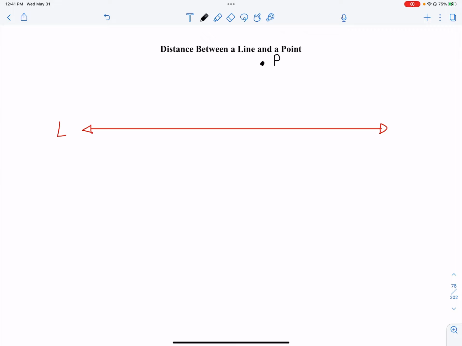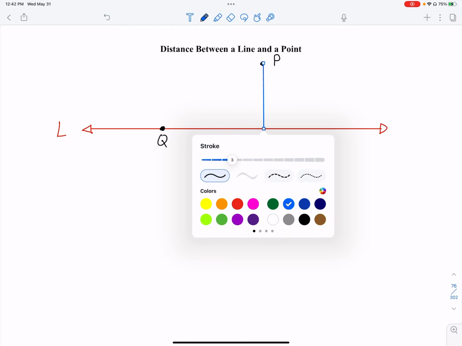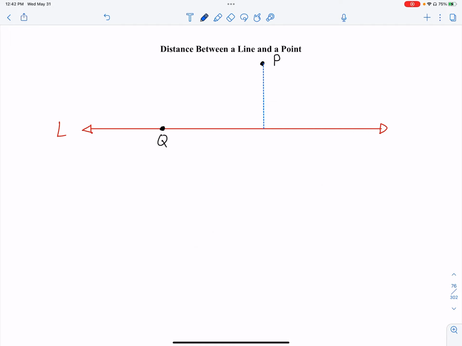Okay, so I have point P. I'm going to pick any point Q on the line. First, let's talk about the distance. We know that the distance from a point to a line, back in high school geometry, is the perpendicular distance. There we go, it is that distance there. We are looking for this distance. Let's call it lowercase d.